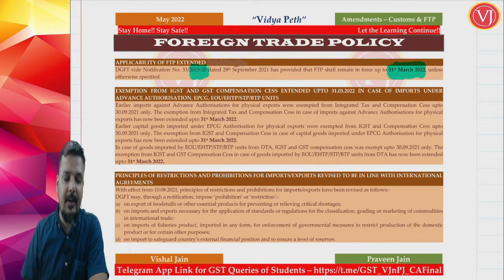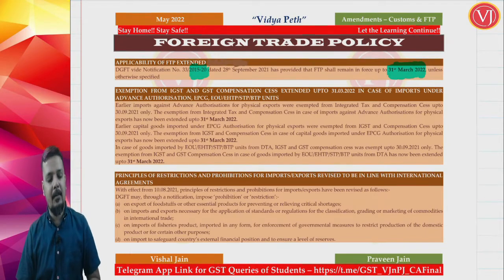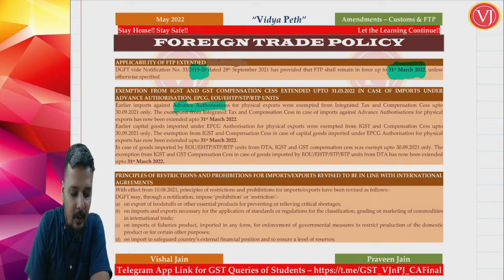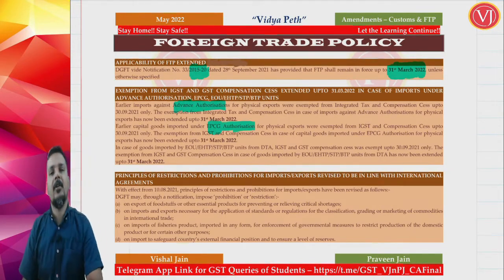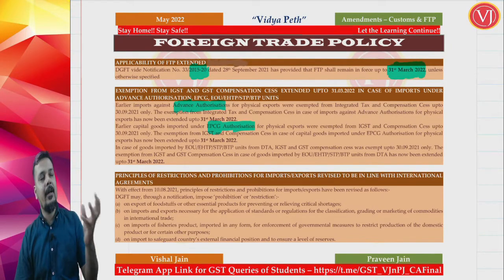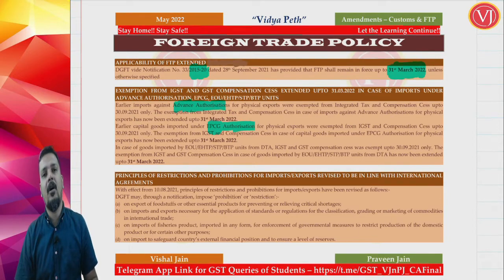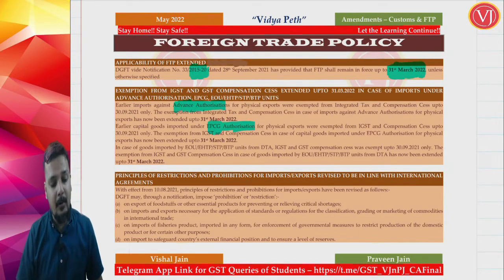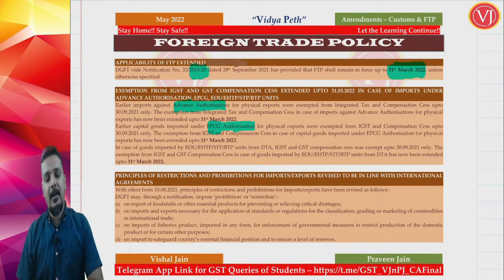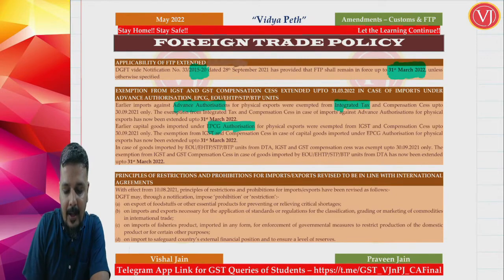Now the next amendment in relation to your foreign trade policy is when you talk about your advance authorization, or your export promotion capital goods scheme. Advance authorization is for normal inputs and the EPCG scheme is for capital goods, where you can import your inputs or capital goods without payment of duty, subject to fulfillment of certain export obligations. There was an exemption in relation to non-payment of your IGST and compensation cess.